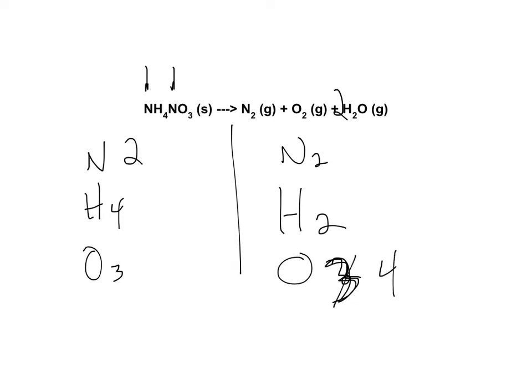This is going to go to 4. Now I've unbalanced the oxygen. There's only 1 reactant, so I'm going to have to see what happens if I double that. I end up with 4 nitrogens, 8 hydrogens, 6 oxygens. Now let's come back and take a look at the other side and see what happens.